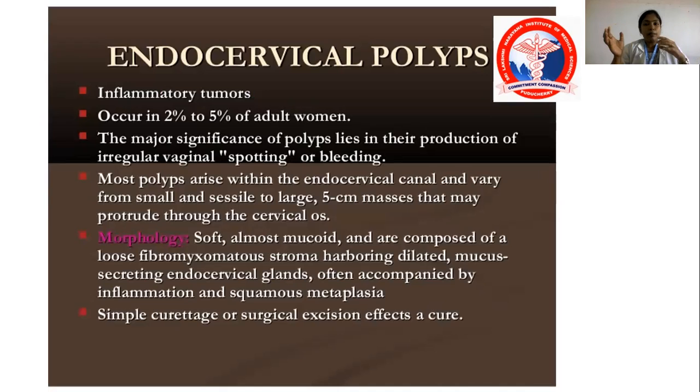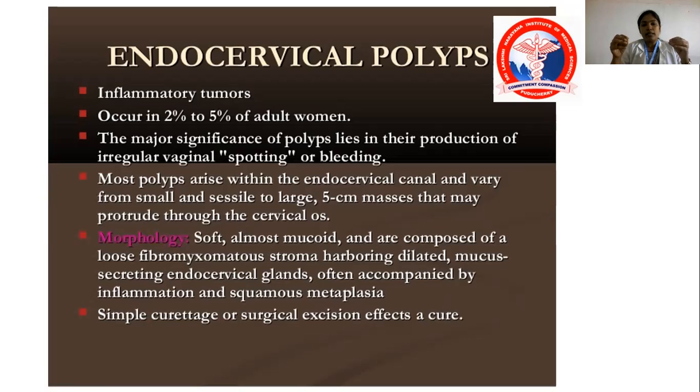Next is endocervical polyps. These are inflammatory benign tumors. They occur in 2% to 5% of adult women. The major significance of polyps lies in their production of irregular vaginal spotting or bleeding. Most polyps arise within the endocervical canal and vary from small and sessile to large 5 cm masses. Morphologically, they are soft, almost mucoid, and they are composed of loose fibromyxomatous stroma harboring dilated, mucus-secreting endocervical glands, often accompanied by inflammation and squamous metaplasia.